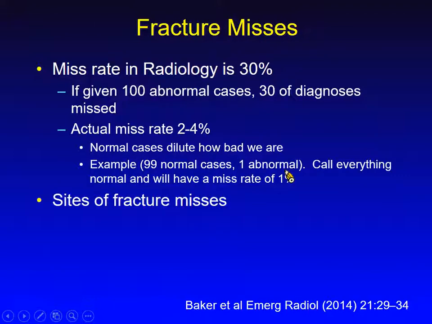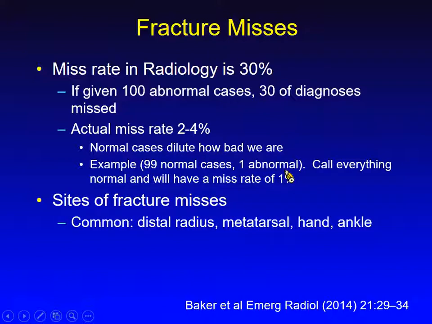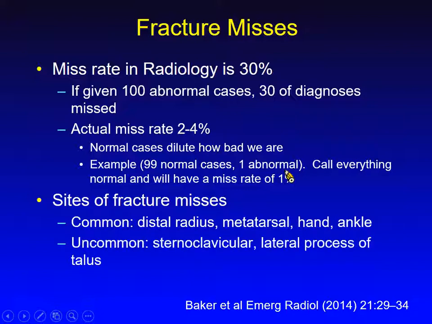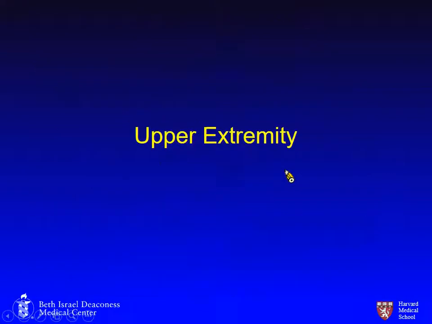So one thing about fractures is the sites of the fracture misses that we see the most. We can see them in very common fractures, such as distal radius, the metatarsal, the hand, the ankle, and also uncommon sites because we were just not looking for them. Things like the sternoclavicular area, the lateral process of the talus. And also around joints. They've shown that with a lot of these musculoskeletal misses, we miss things because the fractures occur very close to the joint space, and so there are a lot of overlapping structures.